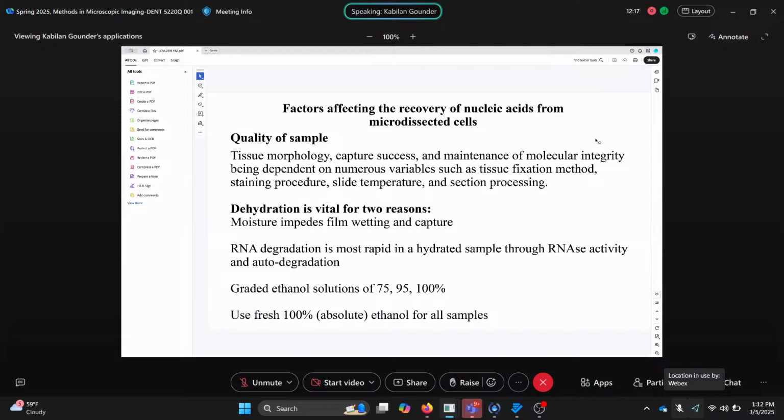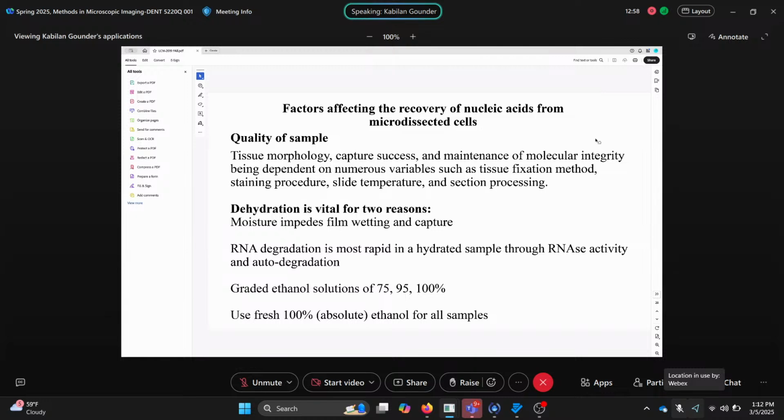These are all dependent on numerous variables, such as how to fix it, what methods you use, how long you fix the samples, how quickly you fix the samples, and how you process your samples, whether it is a chemical fixation or cryofixation. If it is a chemical fixation, what are all the processes, and how in the cryofixation. So these are all very important to take care of during the process. Fixation is to preserve your samples.